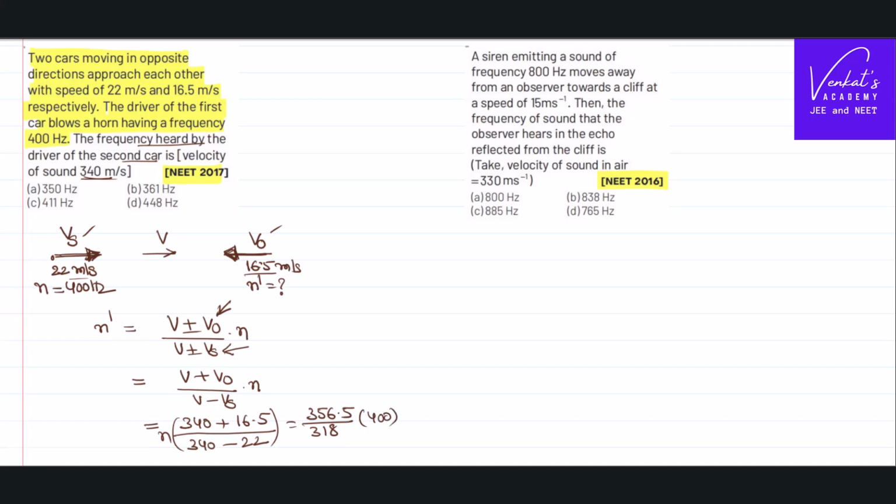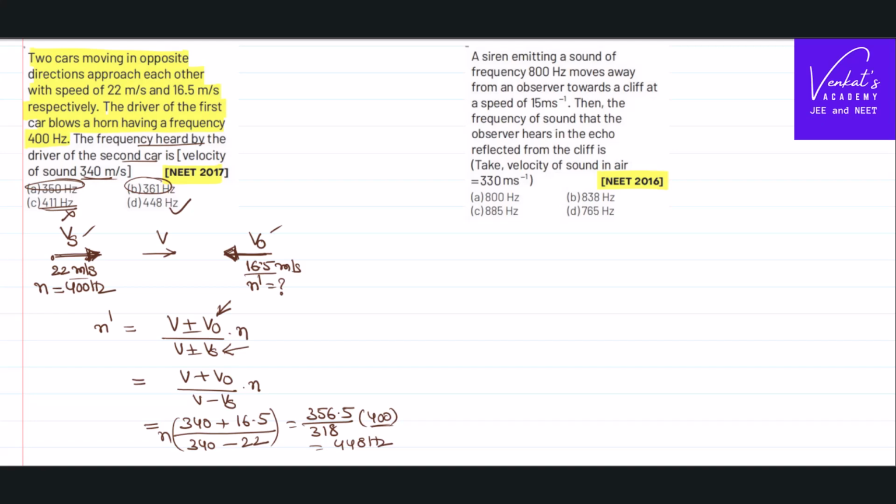So it's obvious that this value is definitely going to be more than 400 because the numerator is more than the denominator, which is a multiple of 400. So I can definitely rule out these two options. They are definitely not there. 356 by 318 is not that small such that it becomes 411, so that is also not the right answer. The second answer is, if you calculate, you will get 448 Hz. That's how you have to solve that first problem.